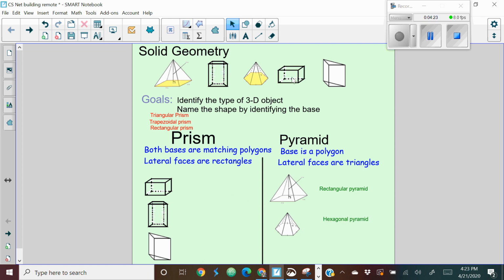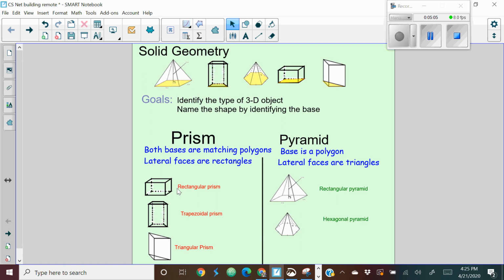Over here, this is one of the easier ones. This has a rectangular base, which I can't get to light up. Let me pause for a minute. There we go. This is a rectangle base. So we call this a rectangular prism. This one to the right has a triangle base because both bases match. So we call that a triangular prism. And the one in the middle, we've been working a lot with this shape. That's a trapezoid. So both bases are matching trapezoids, so we call this a trapezoidal prism.